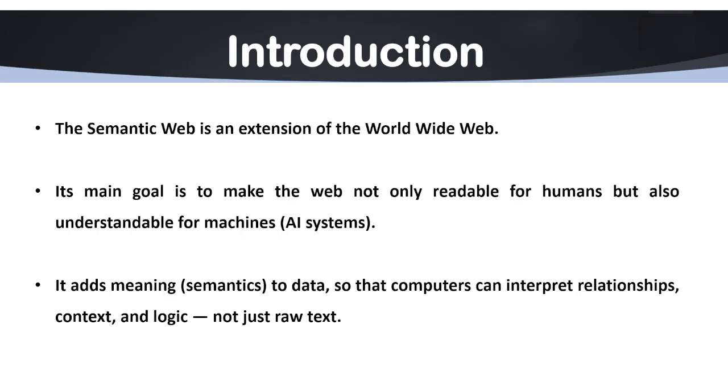As you can see, the semantic web is an extension of www. So it is an extension of World Wide Web that makes information understandable not only to humans but also to machines, right? Its main goal is to make the web not only readable for humans but also understandable to machines like AI systems. It adds meanings, meaning means semantics. It adds meanings to data so that computers can interpret relationships, context and logic, not just the raw text.